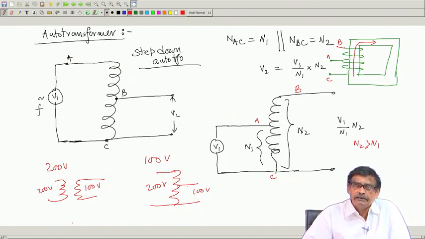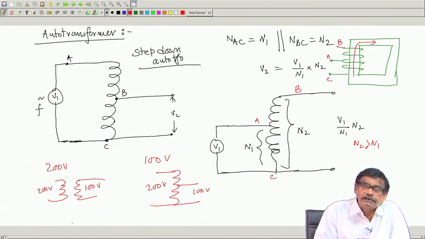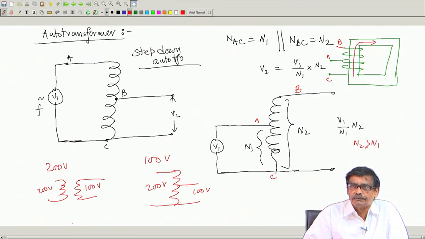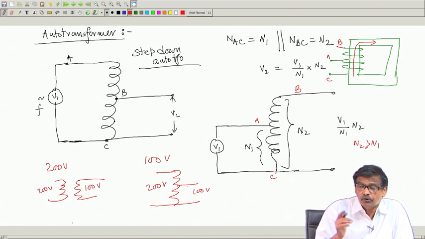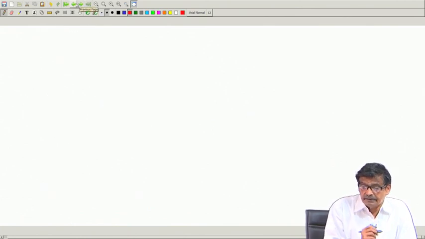So, either of them you can use to supply your load at 100 volt when 200 volt supply is there. Now, the moment two options come in, we must examine which one to choose. Should I choose a two winding transformer or should I choose an auto transformer? Here lies the question. Same thing can be done apparently by both the options. Okay. So, we will examine that right now.